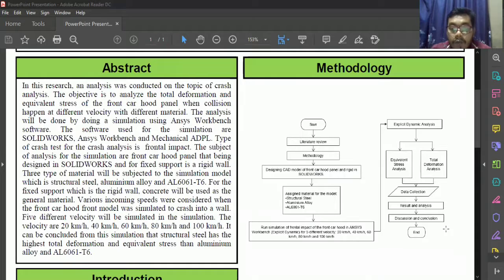Then we will run simulation of frontal impact of the front car hood panel in ANSYS Workbench with the choice of the explicit dynamic for 5 different velocity: 20 km per hour, 40 km per hour, 60 km per hour, 80 km per hour, and 100 km per hour. From the explicit dynamic analysis, we will get two types of solution, which is equivalent stress analysis and total deformation analysis. From the solution, we will get the data collection. Then we will collect the data to get result and then analysis on the data. After that, there will be a discussion and conclusion of the project.